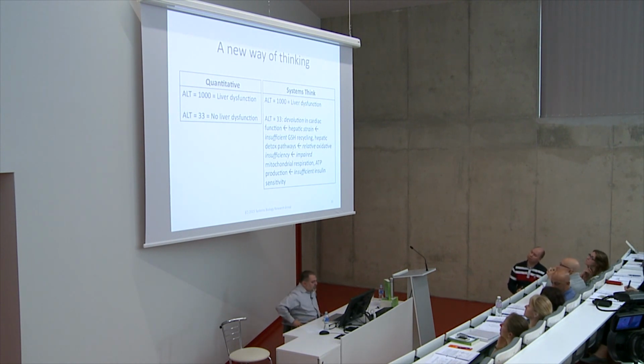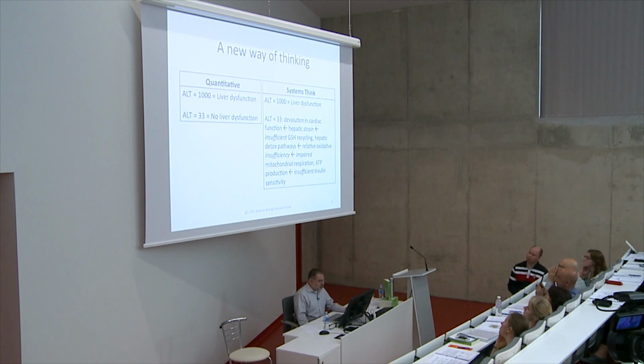So when we start to think in a systems way, instead of thinking on your left, if the ALT, liver enzyme, is 1,000, there's liver function dysfunction, and when the ALT is 33, there's no dysfunction, we can start to say from a systems approach that when the ALT is 1,000, there's definitely some liver dysfunction and destruction going on. But what's going on when the ALT is 33?